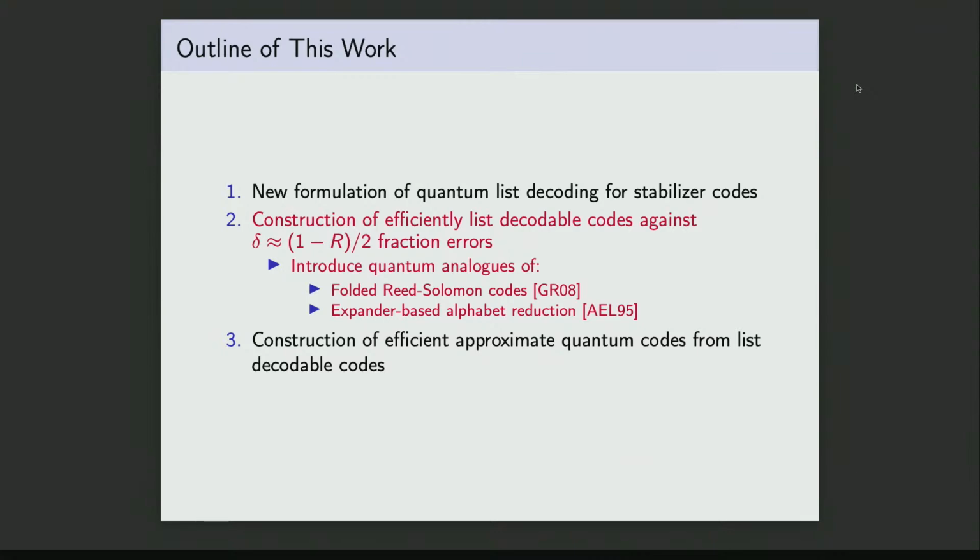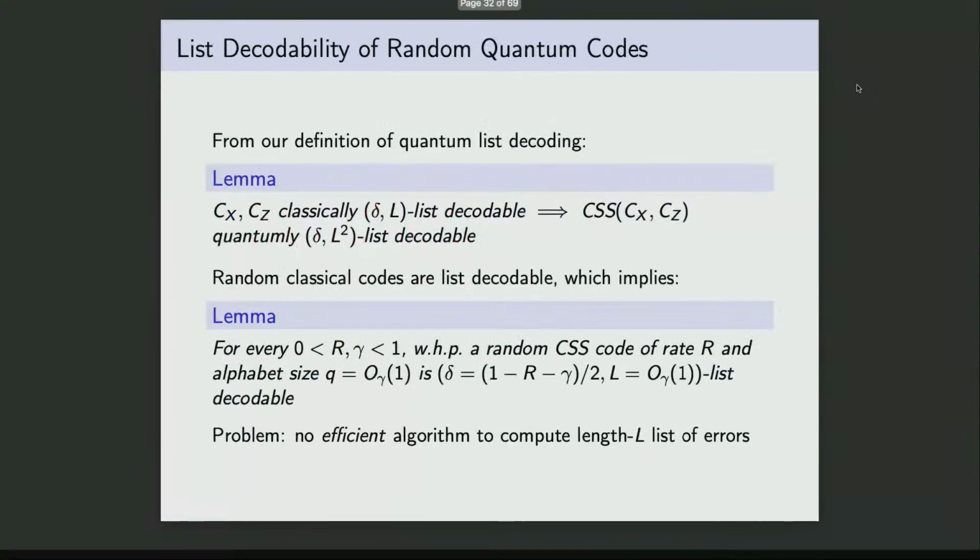So now I'll show how we actually construct efficient quantum list decodable codes. As has come up before, random codes are generally pretty good. And indeed, in this case, random classical codes are list decodable, which implies that we can get CSS codes that are basically optimally list decodable. So we can get CSS codes with constant list size approaching the Singleton bound, but these are random, so there's no efficient list decoding algorithm.